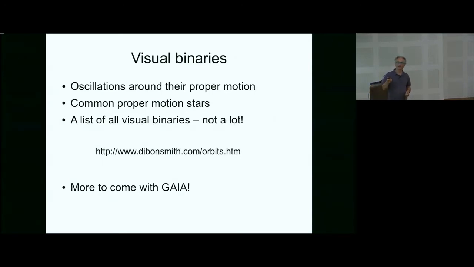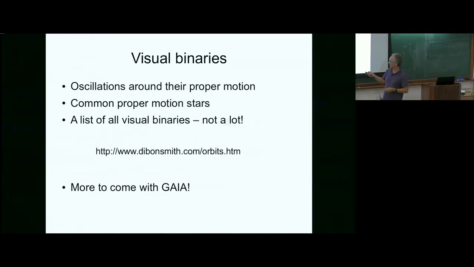Then there are common proper motion stars, which are stars with periods that are much longer than the typical observation time, so in excess of 100 or 200 years, but they lie close in the sky and they have the same proper motion, so we believe that they are very likely to be members of binaries, but we don't have the periods and we only think that they are there.